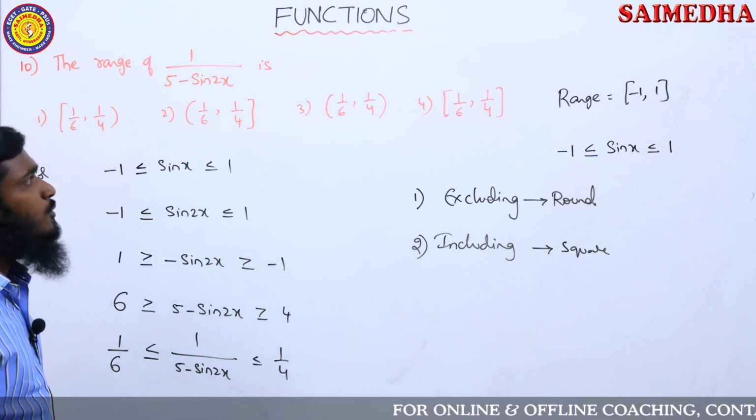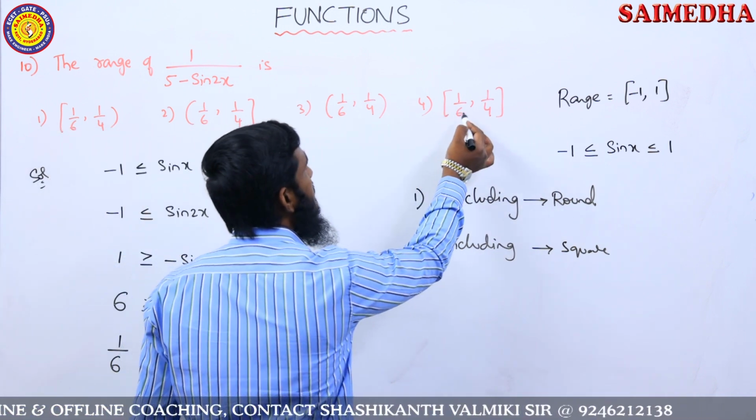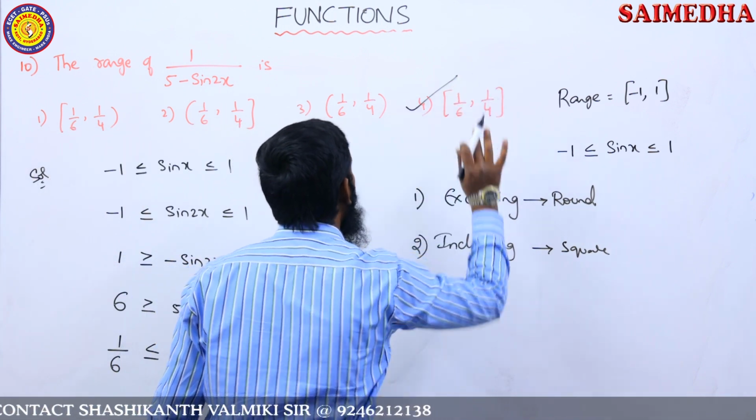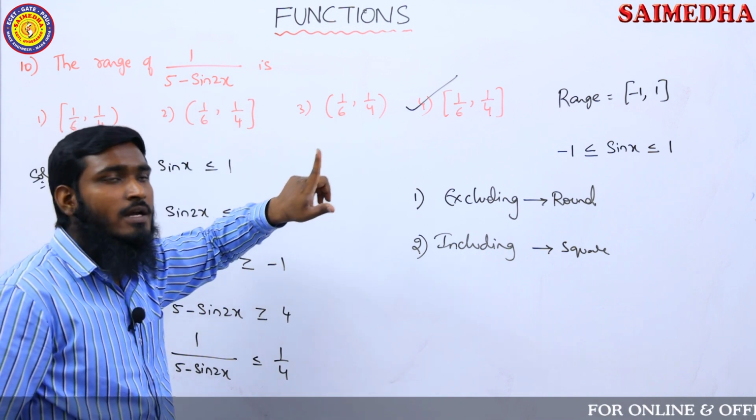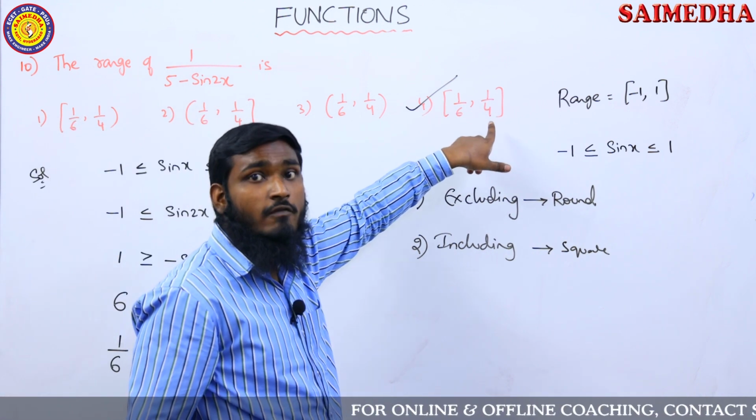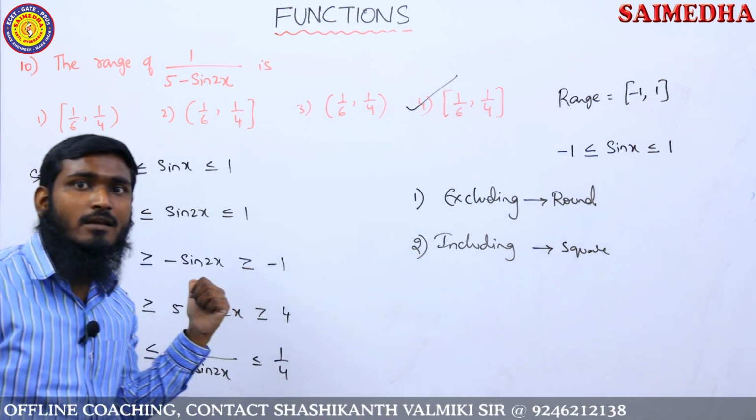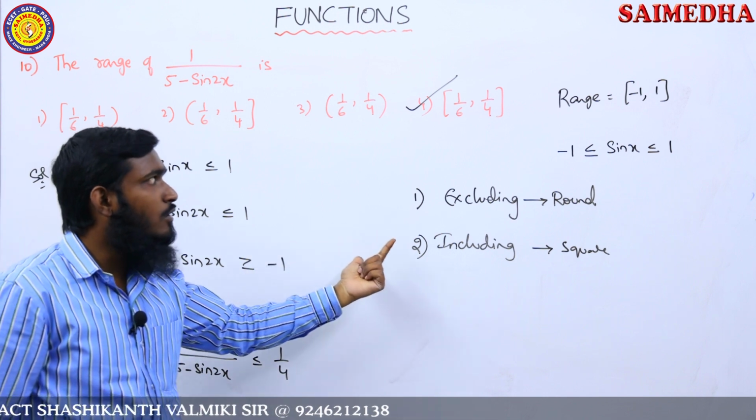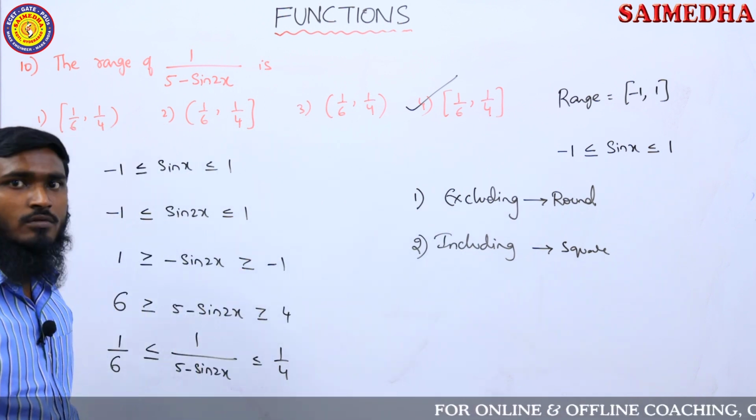Understood? So which option will be correct over here? Fourth option. In this fourth option, 1 by 6 comma 1 by 4 will be the range. So the range of 1 divided by 5 minus sin 2x equals 1 by 6 comma 1 by 4, including, because we are getting the equal to part. Equal to means including, and including means square brackets. Understood all of you? Now pause the video, write it fast.